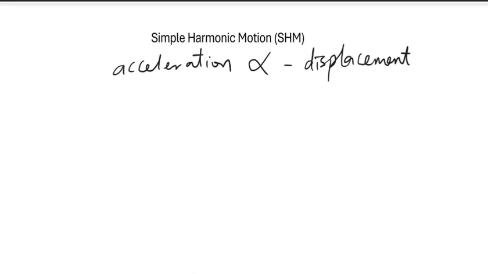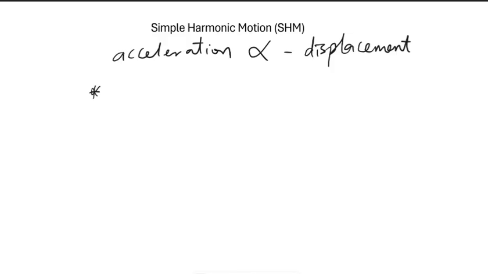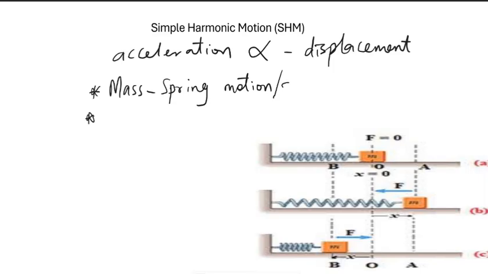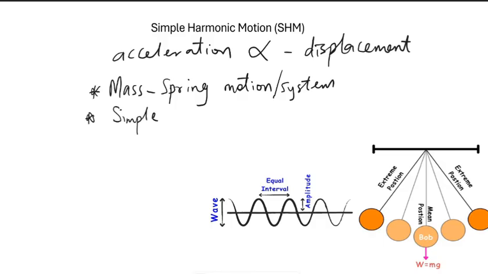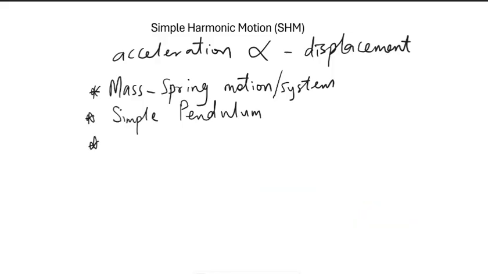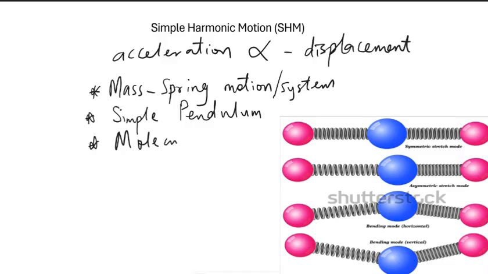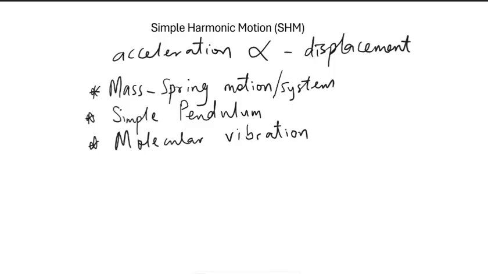Now let's talk about the types of simple harmonic motion. We have the mass spring system, the simple pendulum, and molecular vibration. Now, I'll be taking them one after the other. The first one I'm talking about is this mass spring system.